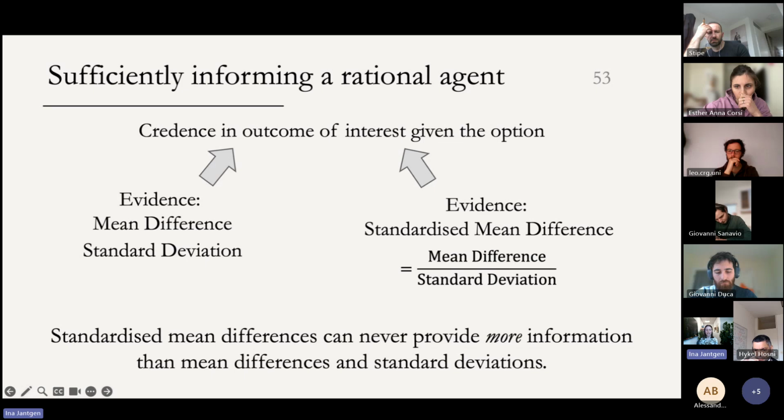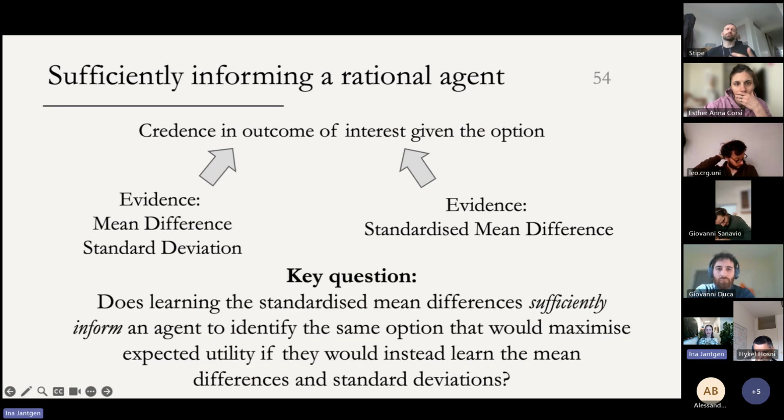Well, notice that a standardized mean difference can never provide an agent with more information compared to the mean difference and the standard deviation. Because if you learn a mean difference and a standard deviation, you will always learn the standardized mean difference, right? And so because of that, I think it's of most practical interest to contrast the scenario in which you learn a standardized mean difference with the one in which you learn a mean difference and a standard deviation.